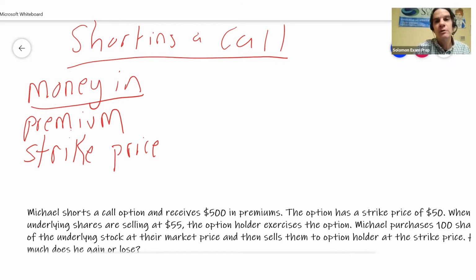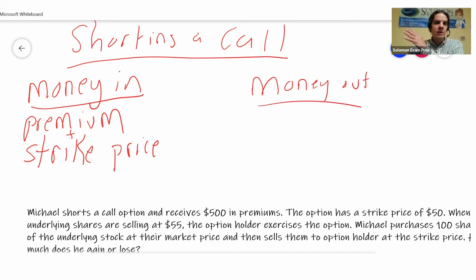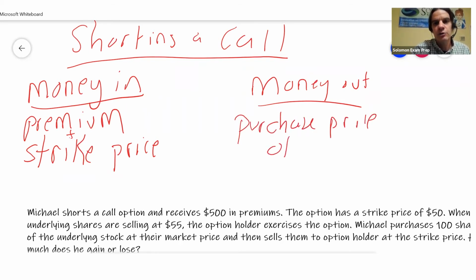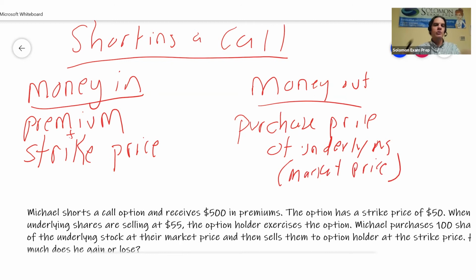Now, money out is going to be the amount that they have to pay to go out and buy those underlying securities at the market price that they're going to then turn around and sell to the option holder. So the market price, the purchase price of underlying securities. And remember, that is going to be the market price. So I'll write market price in parentheses. All right, so then all you do is compare the money out to the money in, and you determine gain or loss.